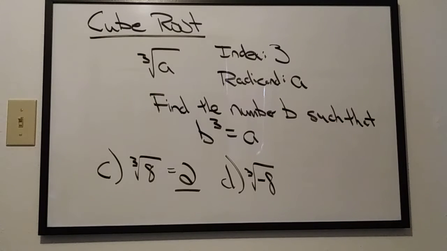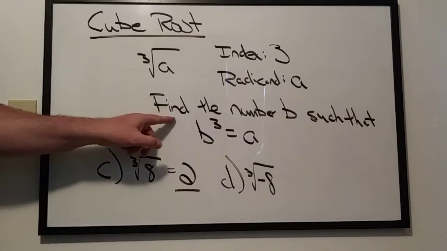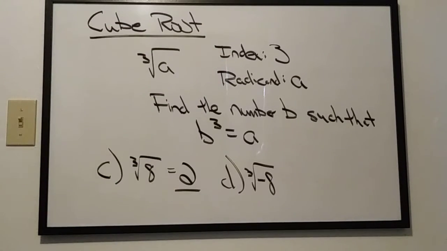Now there's something to note at this point. If you looked at what I had written down for the square root, my statement was find the positive number b such that b squared is equal to a. But you're going to notice here I didn't write the word positive, because in fact cube roots have absolutely no problem with negative radicands. So as you look at this particular problem, the cube root of -8, we can find a cube root when there's a negative under the radical.